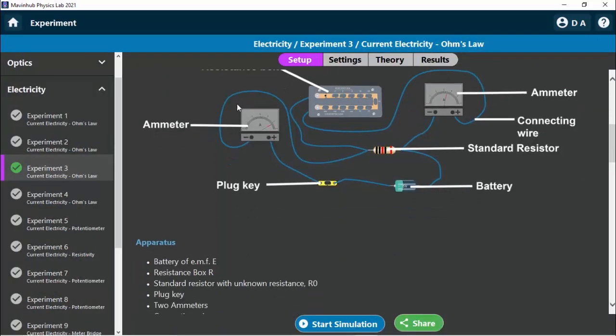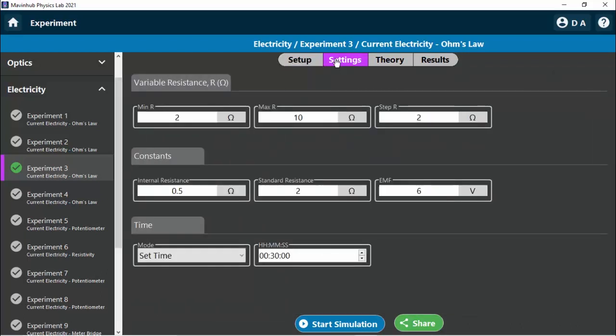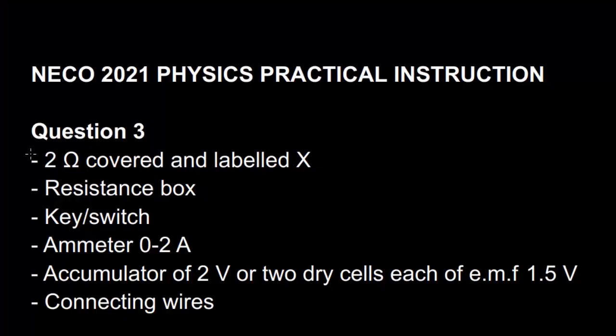So we're going to change the settings of this experiment to match the information provided by NECO. So let's talk about the e.m.f. The e.m.f. stated here is 1.5 volts times 2 dry cells, so altogether 3 volts. Note that you'll most likely be given 2 dry cells, that's 2 batteries, rather than an accumulator. So you should prepare your mind on 1.5 volts times 2, that's 3 volts.